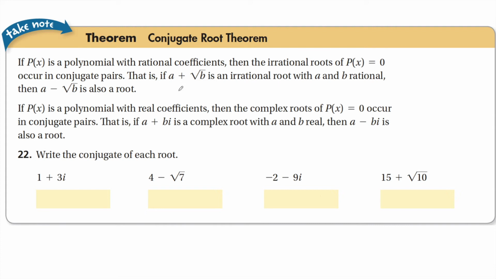That is, if a plus bi is a complex root with a and b real, then a minus bi is also a root. That's a fancy way of saying, hey, if one of our solutions happens to be something like 1 plus 3i, well then we also know that the conjugate of that root will also be a solution. So if 1 plus 3i is a solution, or a root, 1 minus 3i will also be a root. If 4 minus the square root of 7 is a root, well, same exact thing, 4 plus the square root of 7.